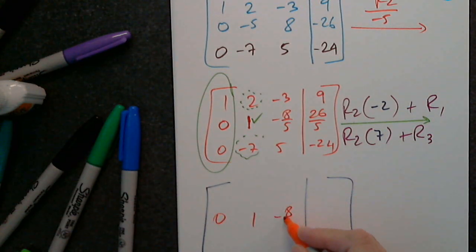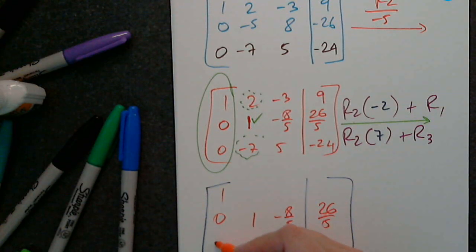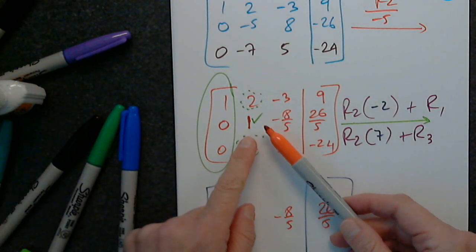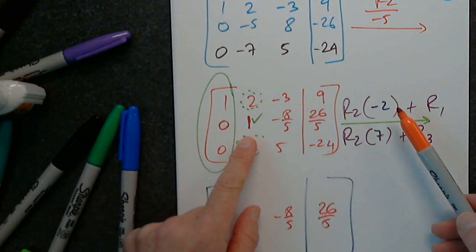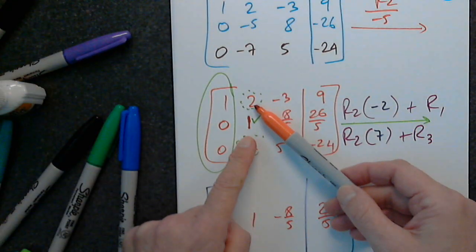0, 1, negative 8 fifths, 26 fifths. Of course, the 1 and 0 will not get damaged. Otherwise, I'm going backwards instead of forward. Okay, let's do this together. 1 times negative 2 plus 2.